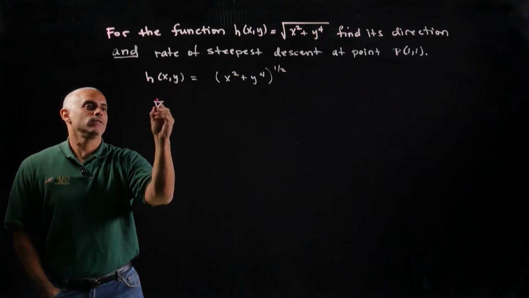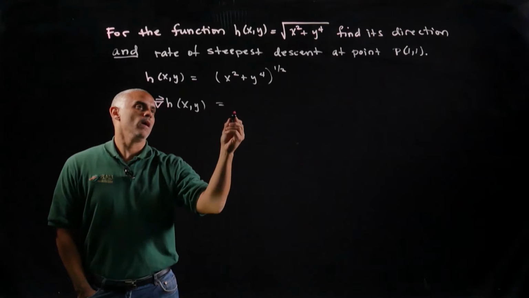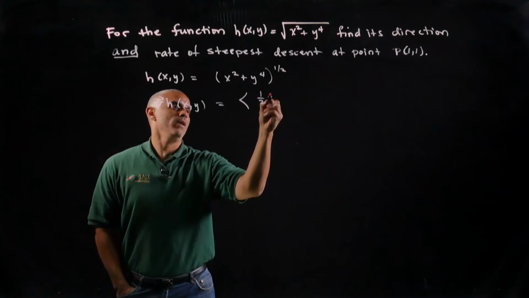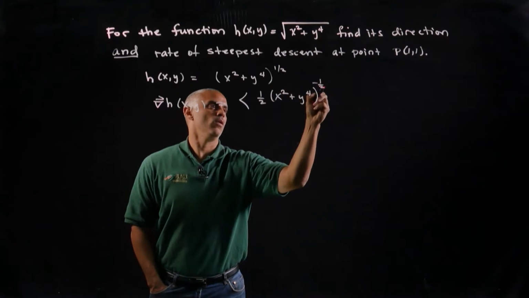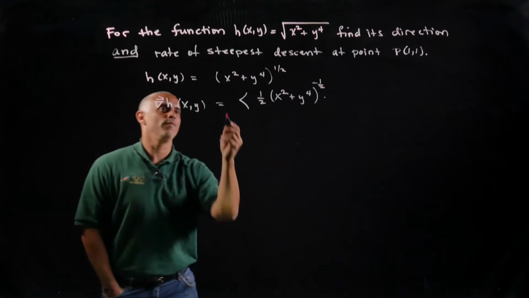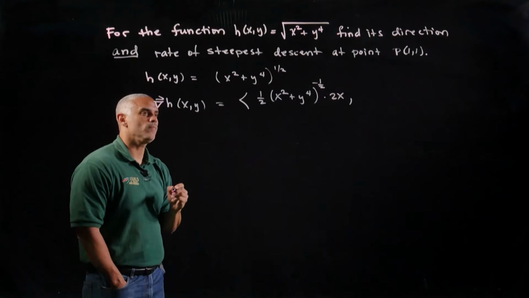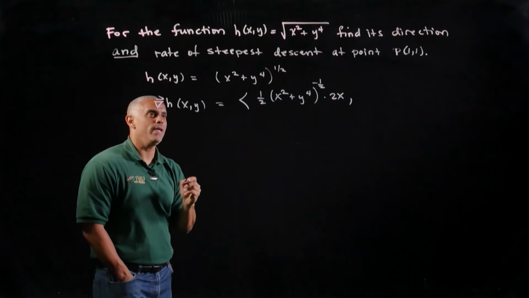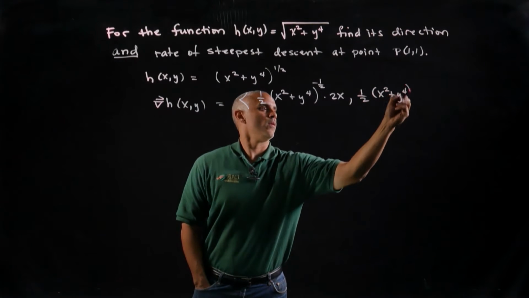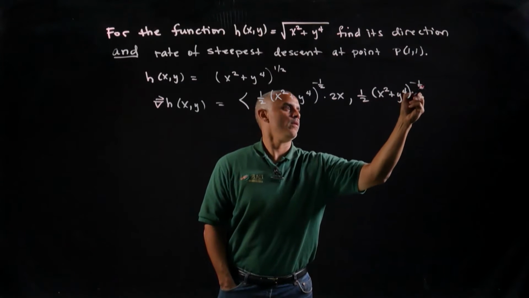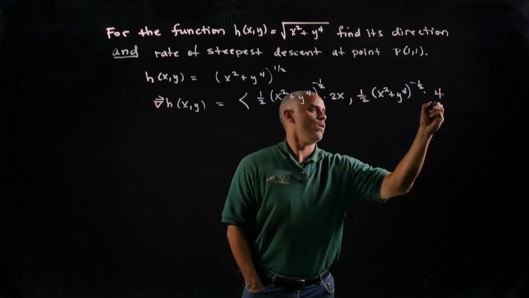So next, if I want to find the gradient of h at all x, y, I'll write this as the vector: 1/2 times (x squared plus y to the fourth) to the 1/2 minus 1, or minus 1/2, times the derivative of the inner with respect to x, which pulls out a 2x. And now if I take the partial with respect to y, I get 1/2 the argument to the negative 1/2 times the partial with respect to y, which gives me 4y cubed.